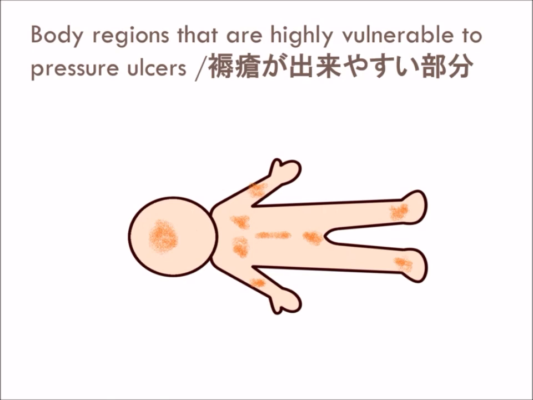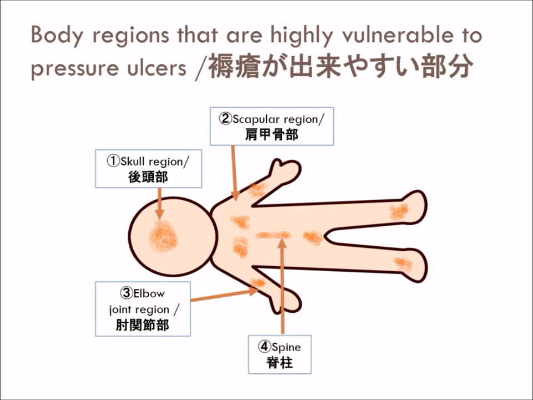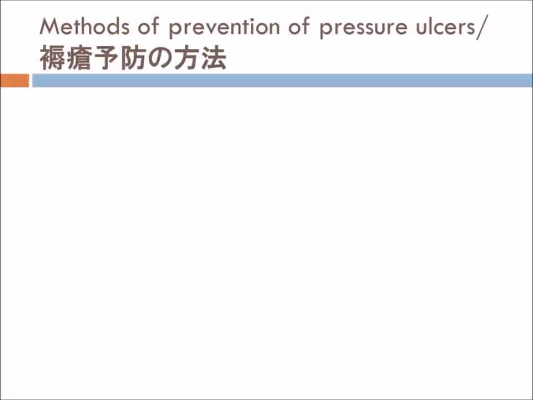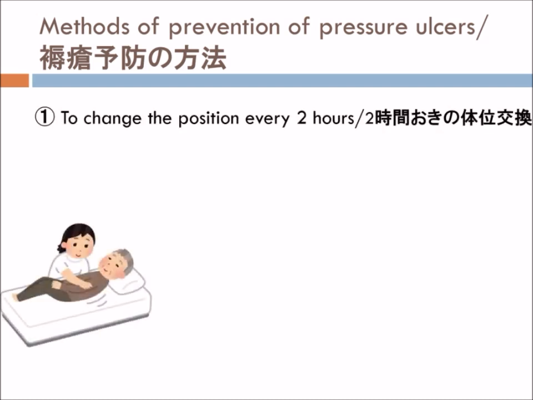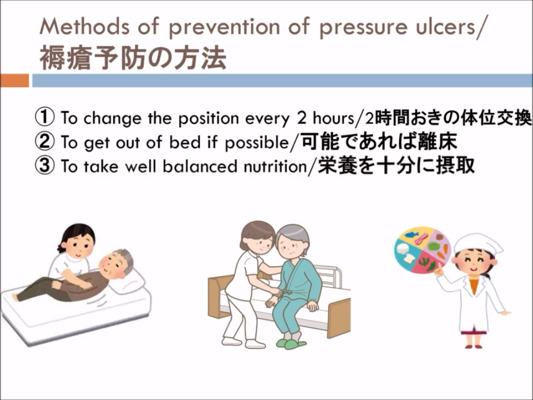Body regions that are highly vulnerable to pressure ulcers: skull region, scapular region, elbow joint region, spine, sacral region, heel region. Method of prevention of pressure ulcers. There are 3 points. To change the position every 2 hours. To get out of bed, if possible. To take well-balanced nutrition.